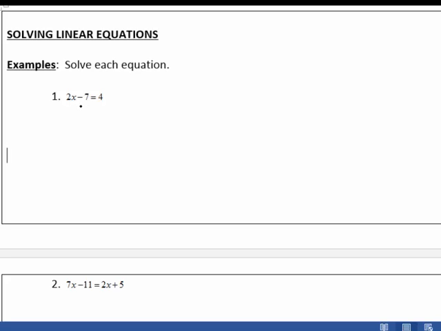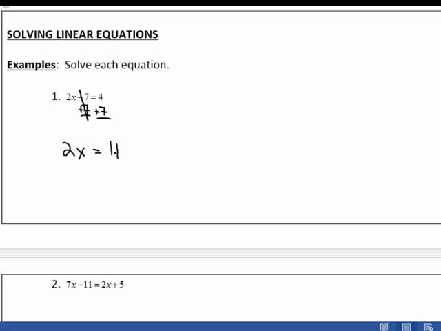Well, I can see that there's only one x term, so I want to isolate that guy. So I've got to get rid of the 7 and I've got to get rid of the 2 by doing algebraic operations. To get rid of a negative 7, I would add 7 to both sides, because negative 7 plus 7 is 0. So that leaves me with just 2x, and 4 plus 7 is 11. And the final step, I have 2 times x equals 11.